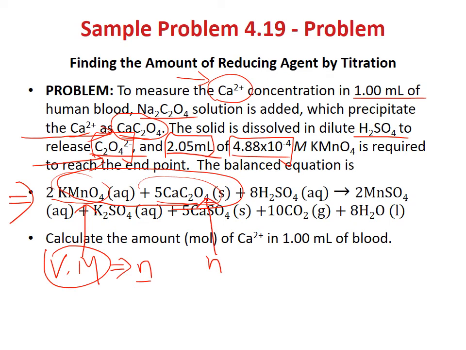calcium oxalate. And then from the equation, we can convert moles of calcium oxalate to number of moles of calcium. That's what is asked for, to calculate the number of moles of calcium ion in the blood. So we first find the moles of potassium permanganate, then we use stoichiometry to find moles of calcium oxalate, and then to find the moles of calcium ion.